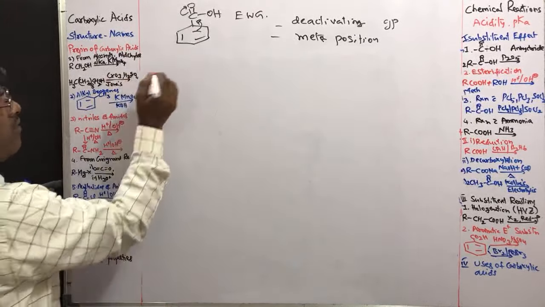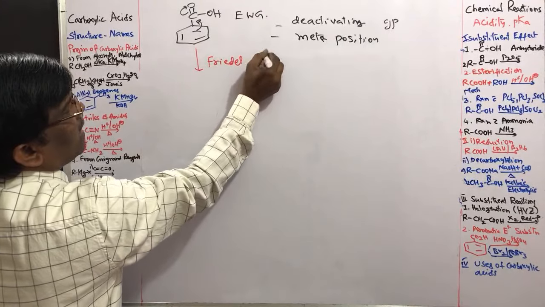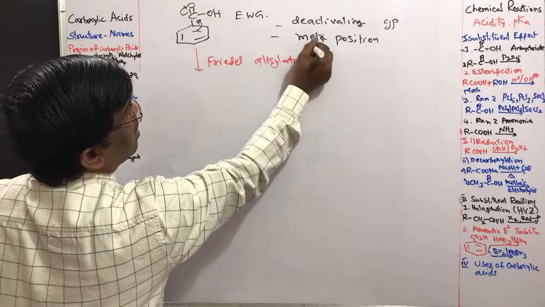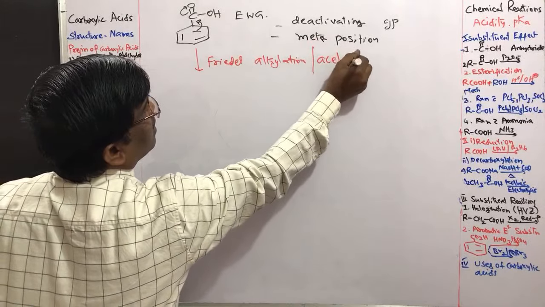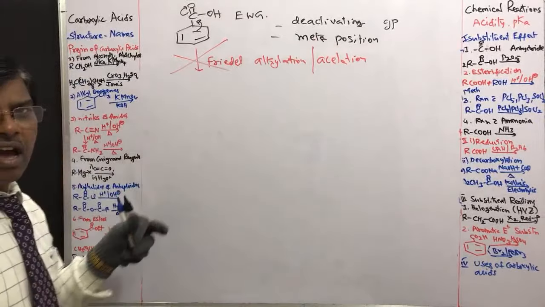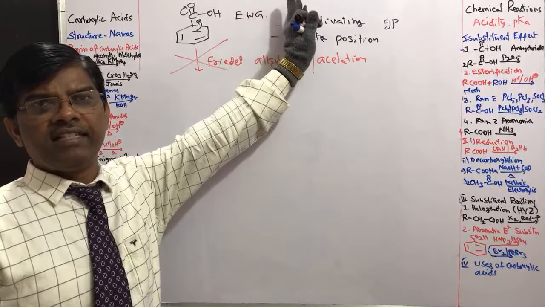Friedel-Crafts alkylation or acylation is not going to take place. Friedel-Crafts reactions are not done on carboxylic acids.